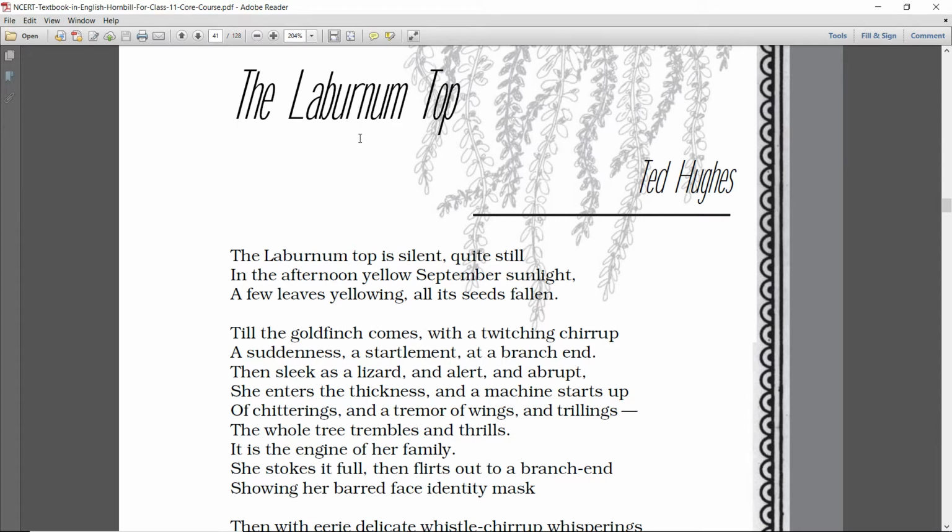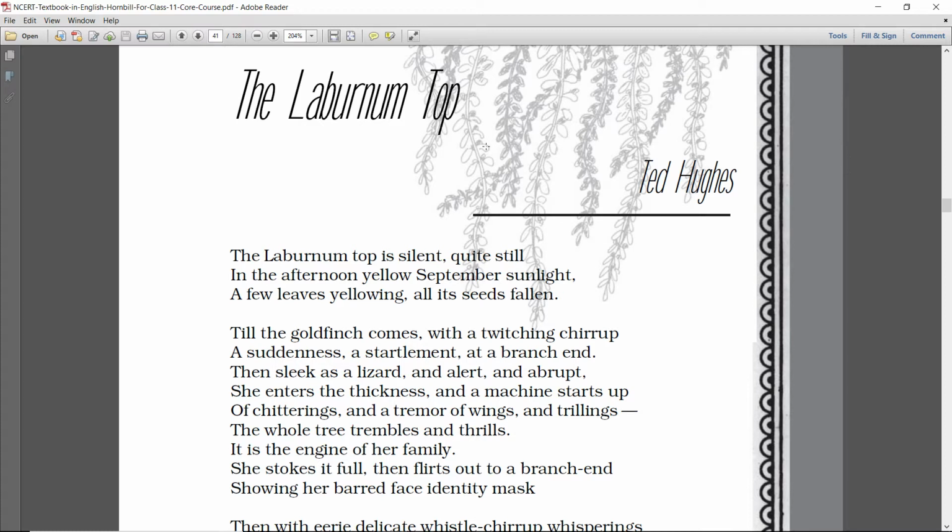Now, what is the laburnum? The laburnum is a name of a tree. It is yellow in color and it bears seeds which are poisonous.